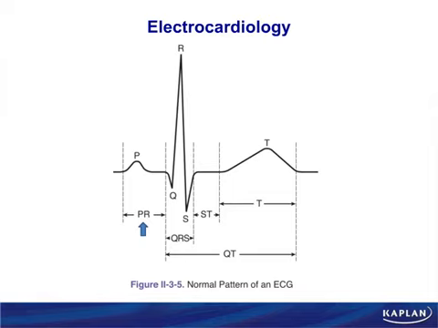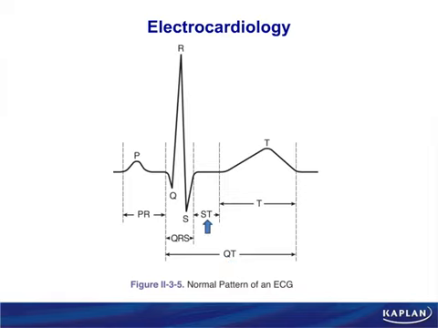Next is the QT interval. That's the start of the QRS complex to the end of the T wave. That is the QT interval. This denotes ventricular depolarization and repolarization. Remember, QRS is phase 0, T wave is phase 3. So the QT interval is telling us the entire duration of the action potential. We'll highlight that on the next slide.